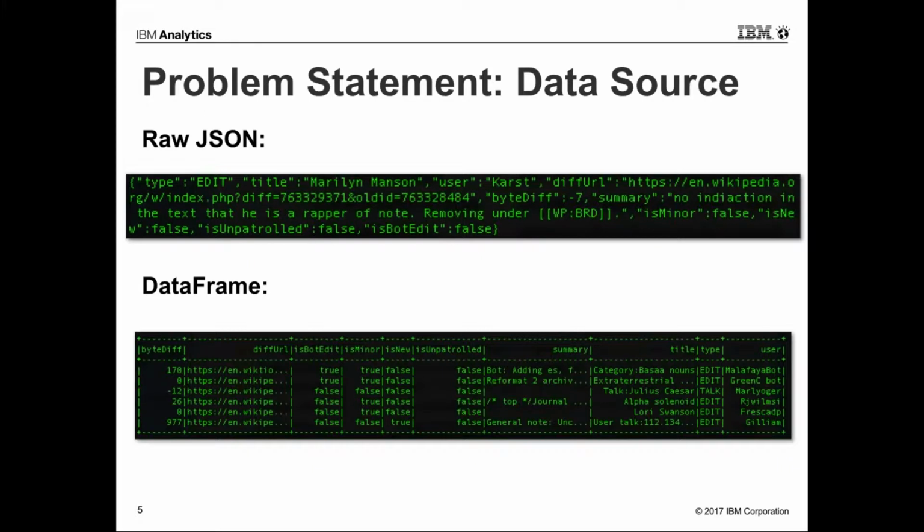Now, I'd just like to note that in our JSON example here, the user Karst thought that it was important to set the record straight about Marilyn Manson. He is not a rapper of note. And no, I did not make this up. This is a real edit that was published in the stream. So I'm glad we learned something today.